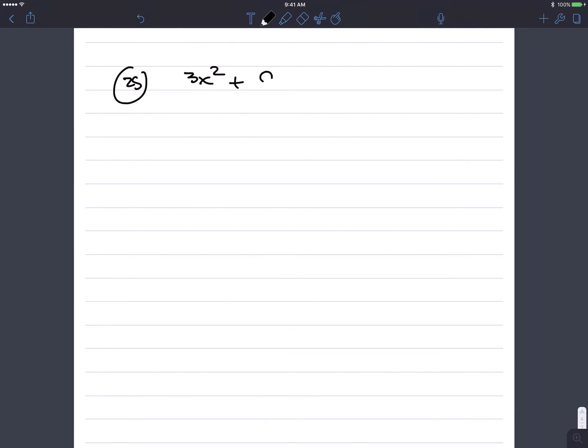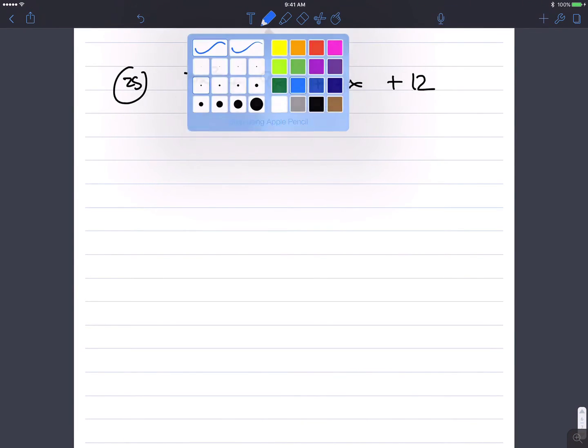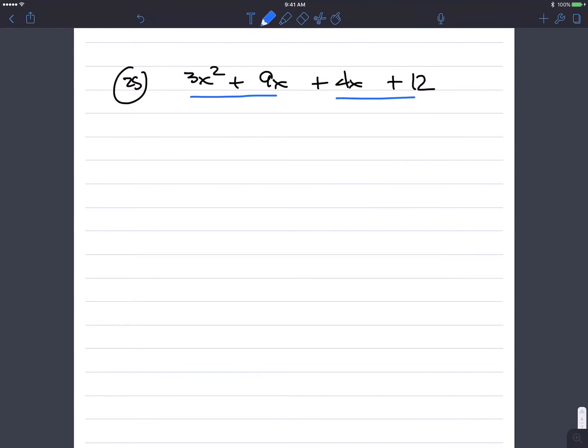3x squared plus 9x plus 4x plus 12. Group the first 2 terms and the last 2 terms. Okay? Greatest common factor of 3 and 9, isn't that 3? X squared and x, isn't that x? Okay. What's the quotient?